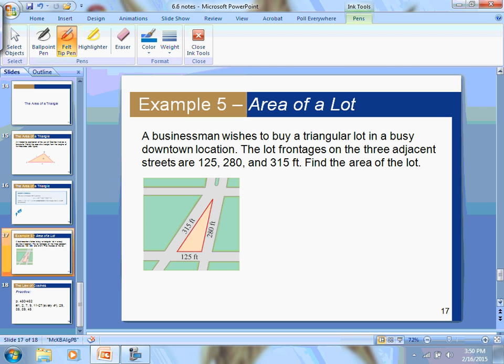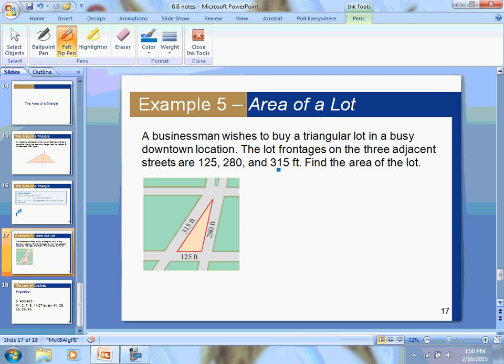Okay, so let's try this out. It's just a pretty cool, easy application. Here we have a businessman and he wishes to buy a triangle lot in a busy downtown location, and the lot frontages on three adjacent streets that are 125, 280, and 315 feet long. Find the area of the lot. If you're dealing with real estate, you've got to know how much square footage you've got and how big your property is for taxes and costs of the real estate and all that good stuff.